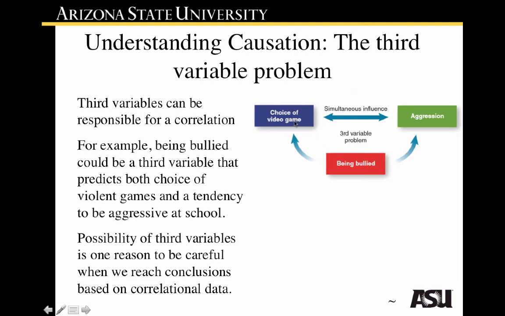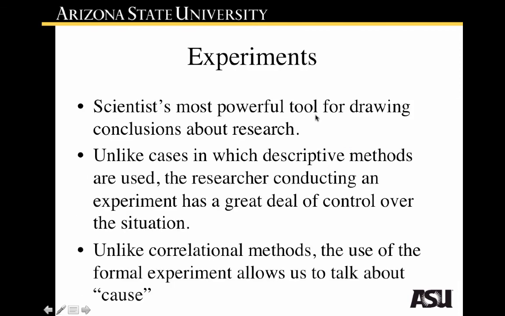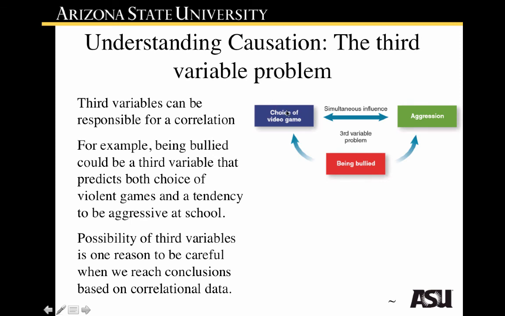So, for example, imagine we had this correlation between choice of video game. That is, if I choose one that's highly aggressive, maybe I tend to act out at school too. But it's also possible that being bullied increases the likelihood of me choosing a more aggressive game and may increase the likelihood of me being aggressive at school. So here's a situation where it's not the choice of video game that's causing the aggression. Instead, it's being bullied that's causing both aggression and choice of video game.